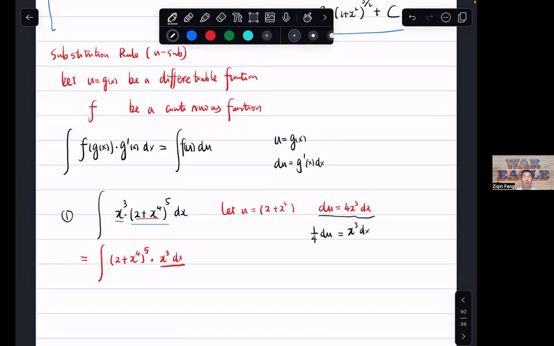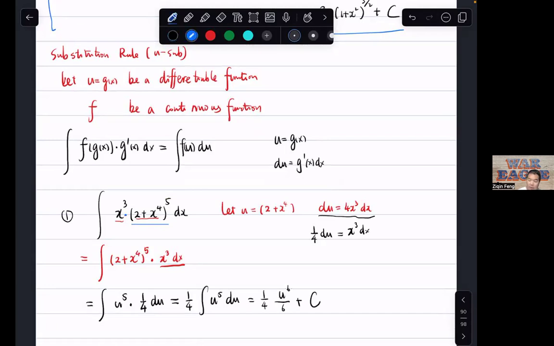We want to replace all the terms that contain x with terms that contain u, a complete substitution of x by u. So this is equal to the integration of u to the 5 times 1 over 4 du. The constant really doesn't matter, so we can bring that out. This is 1 over 4 integration u to the 5 du, right? So this is 1 over 4 times u to the 6 over 6 plus a constant.